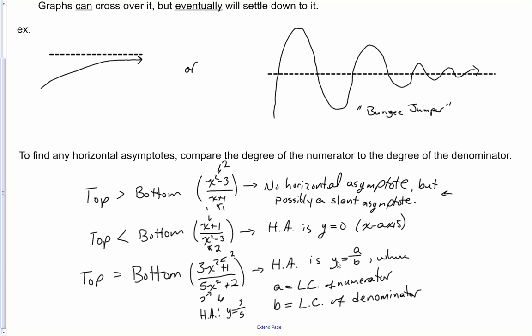So your horizontal asymptote is the line y equals a over b, where a is, what does LC stand for again? The leading coefficient of the numerator. So the leading coefficient of our numerator, remember, is you find your degree, and it's the coefficient on that same variable. So in this case, this would equal 3. And then b is the leading coefficient of the denominator, so it would be 5. So our horizontal asymptote, sorry, I said vertical, I mean horizontal, would be y equals 3 over 5. When the degrees are the same, it's simply the leading coefficients of the top and the bottom divided by each other. So the line y equals 3/5 would be our horizontal asymptote.